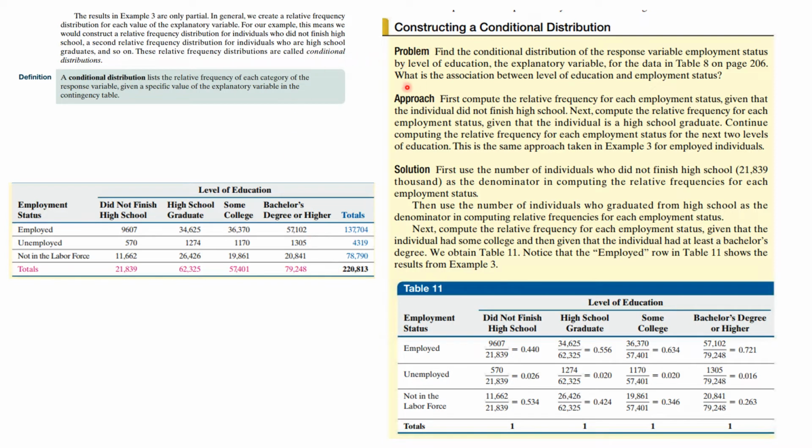So these are called a conditional distribution, and that lists the frequencies of the categories as we said. And so this is the conditional distribution.